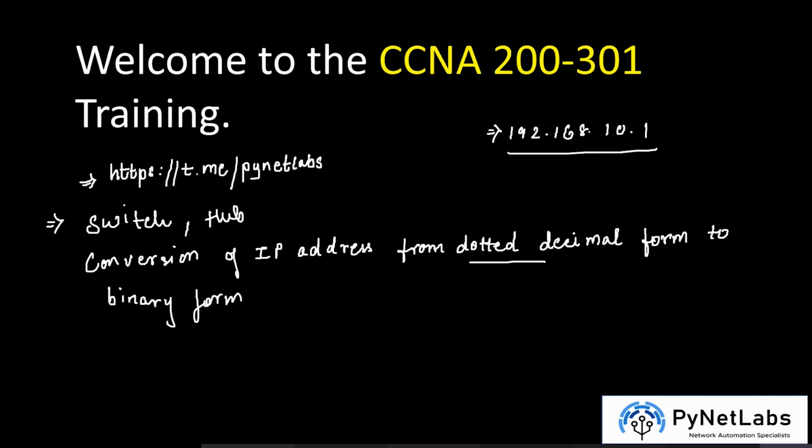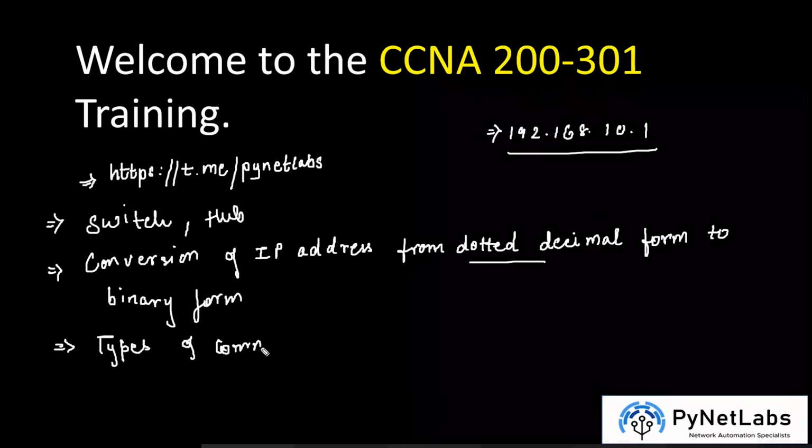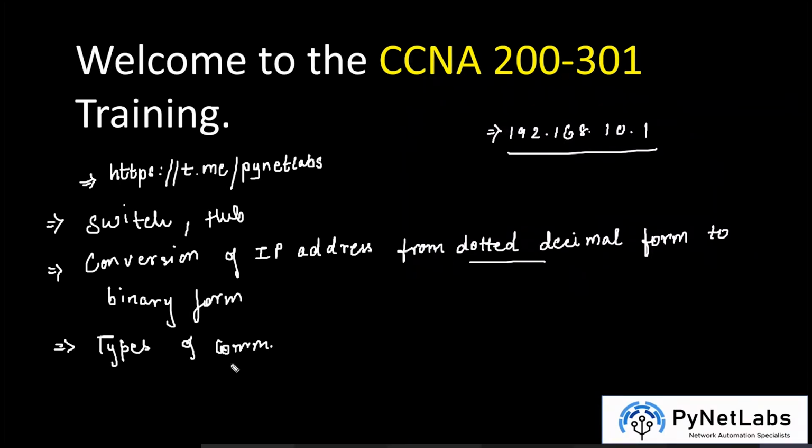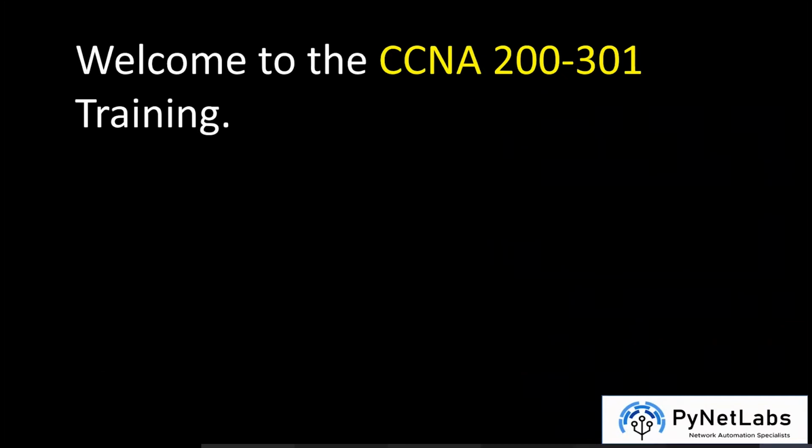After that, we discussed types of communication which are there. We discussed unicast, multicast and broadcast, and we discussed types of cables which are used to connect devices. So all of the basic things were discussed yesterday, and today we will move further with the IP ranges.